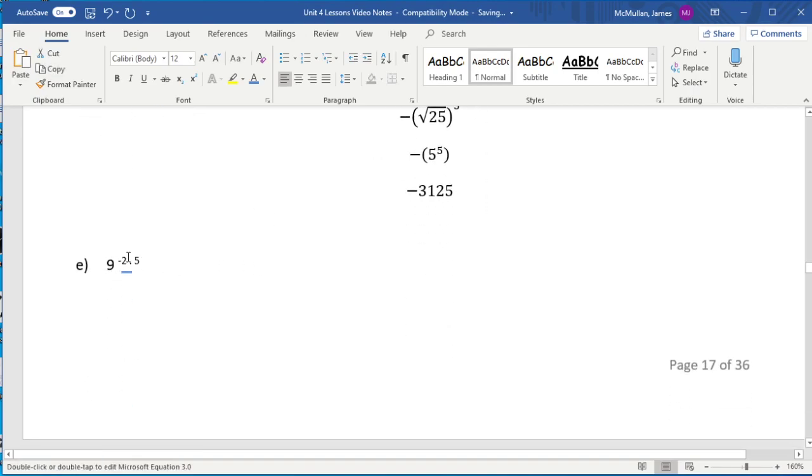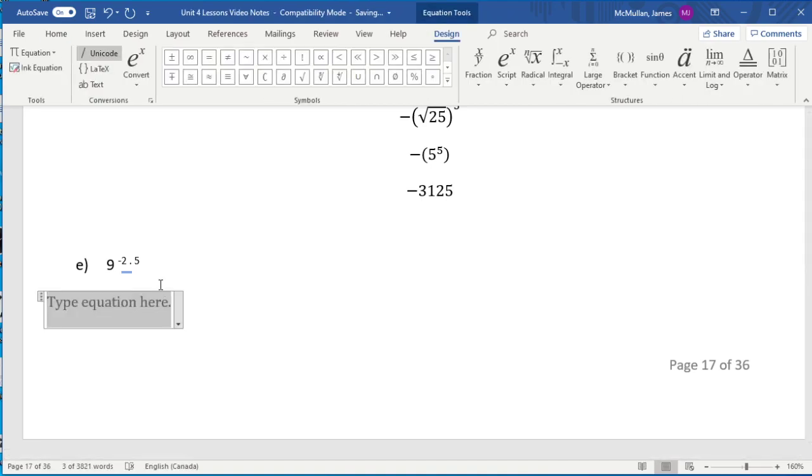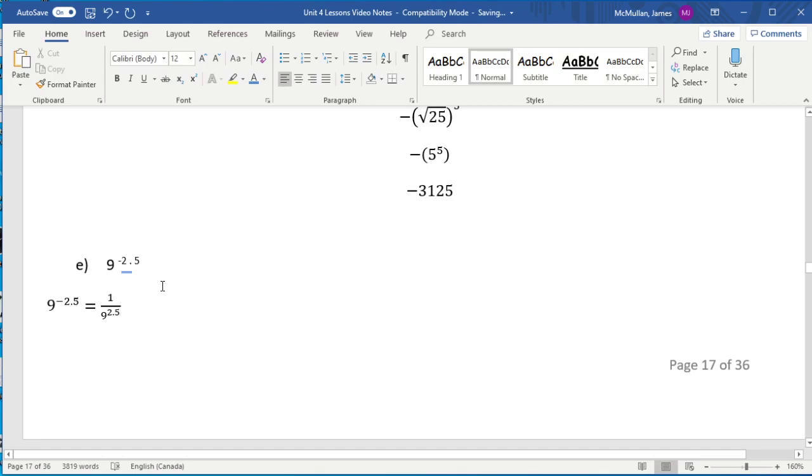Okay, 9 to the power of negative 2.5. Let's think of a couple of other ways of writing this. What if I put the 9 to the 2.5 on the bottom and then make the exponent a positive? I can do that because I've changed the negative exponent to a positive and I've put it in the denominator. Now I also know that 9 to the 2.5 is also the same as 9 to the power of 5 over 2, because 5 over 2 is equal to 2.5. If you do 5 divided by 2, you get 2.5.